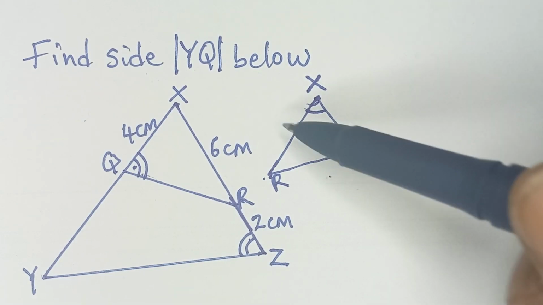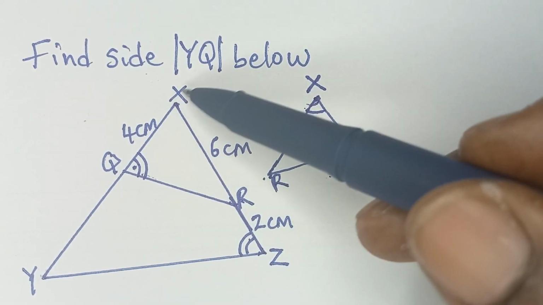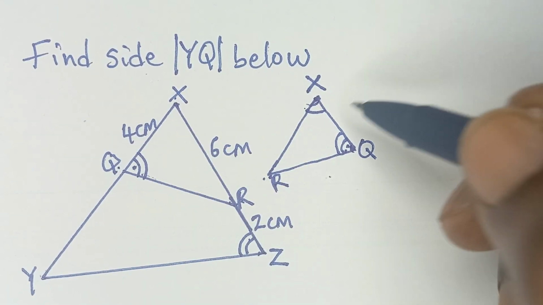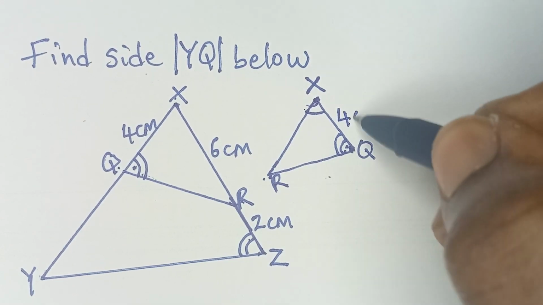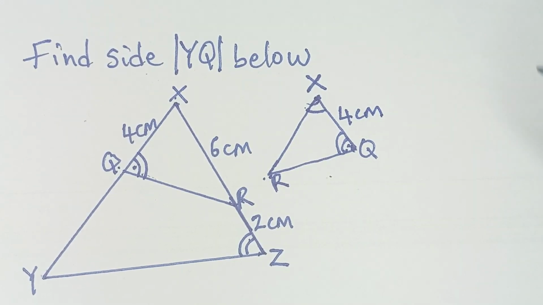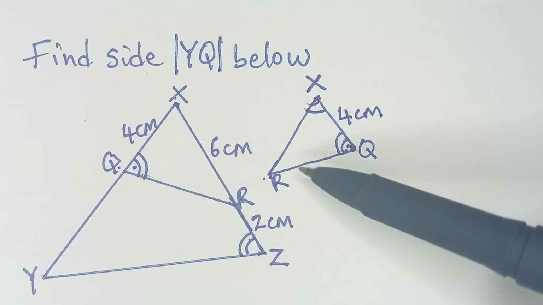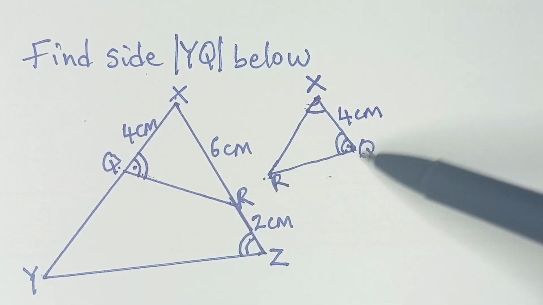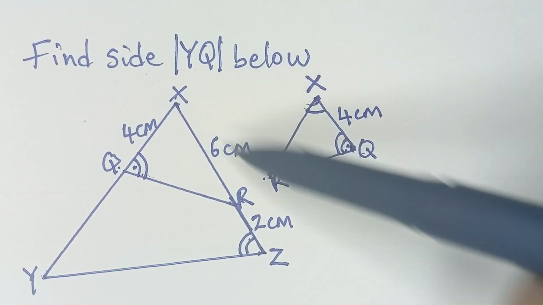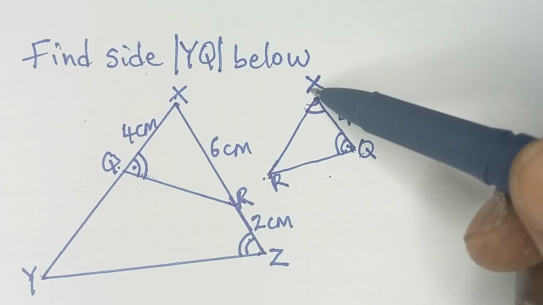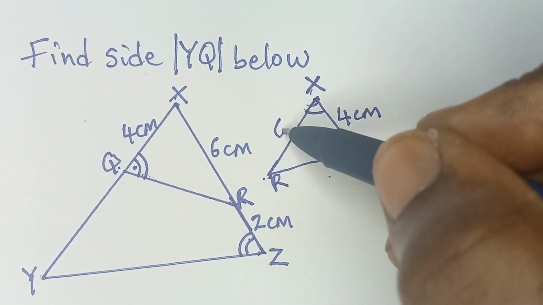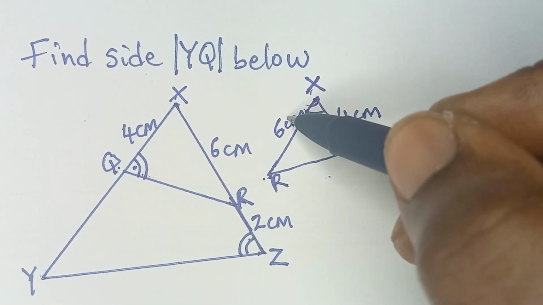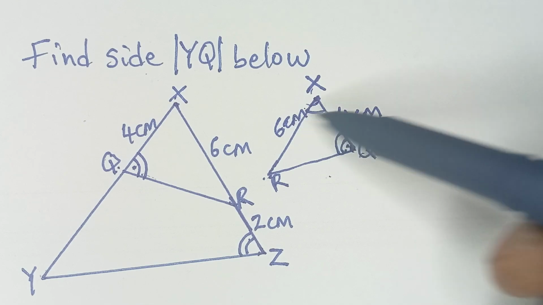So now let's label this triangle. So XQ now is this side, which is 4 centimeter. And then this is QR, which is now the base. And then the XR is 6 centimeter. So XR is 6 centimeter. So this is the side XR.